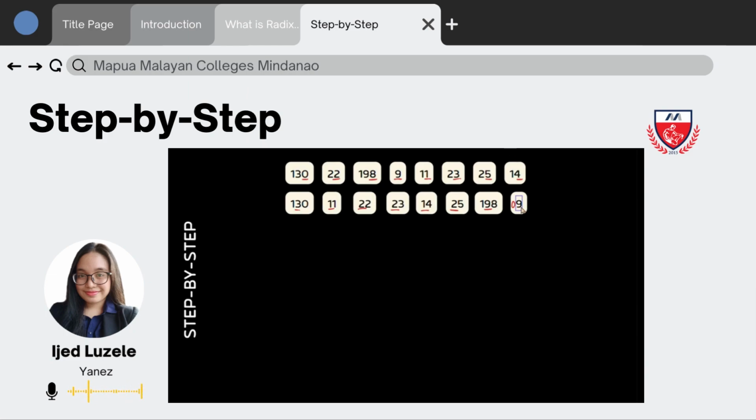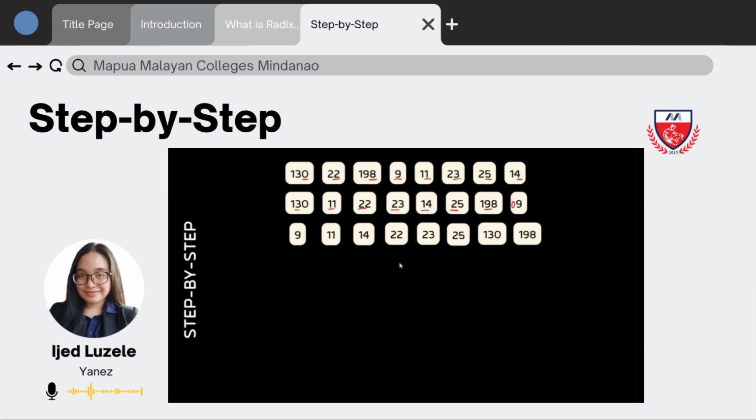So let's start sorting it, starting with 0, 9, and then the first one is 11, since it is the first one that appears from the left. Then 14, then 22, the first two, then 23, then 25, then 130, and then 198. So we can observe that the array is already sorted, yet we will just continue the process with the digits in the hundreds place since we need to finish it in 3 passes.